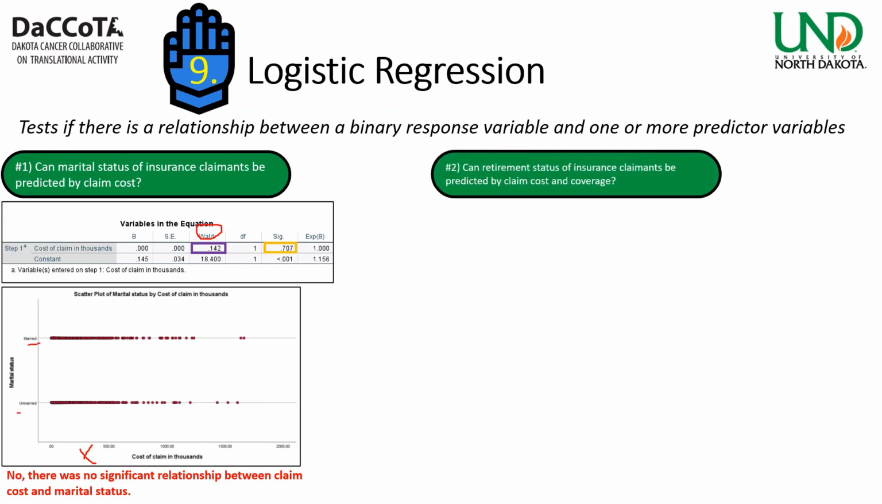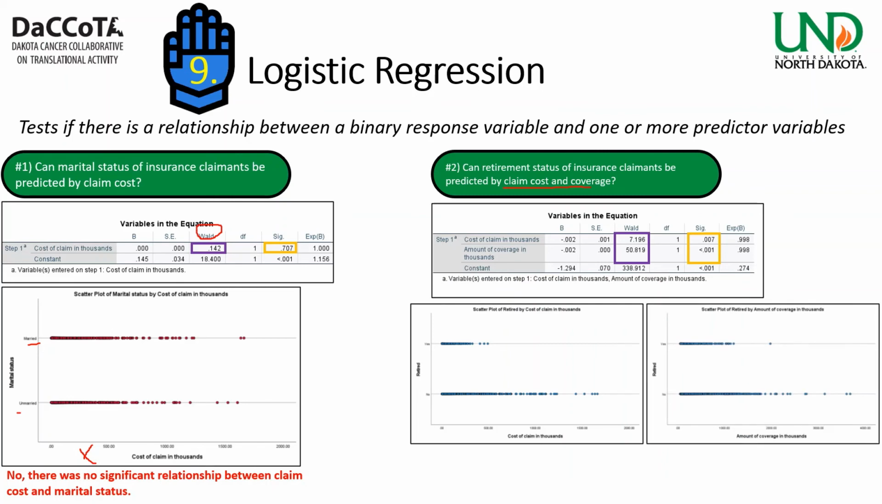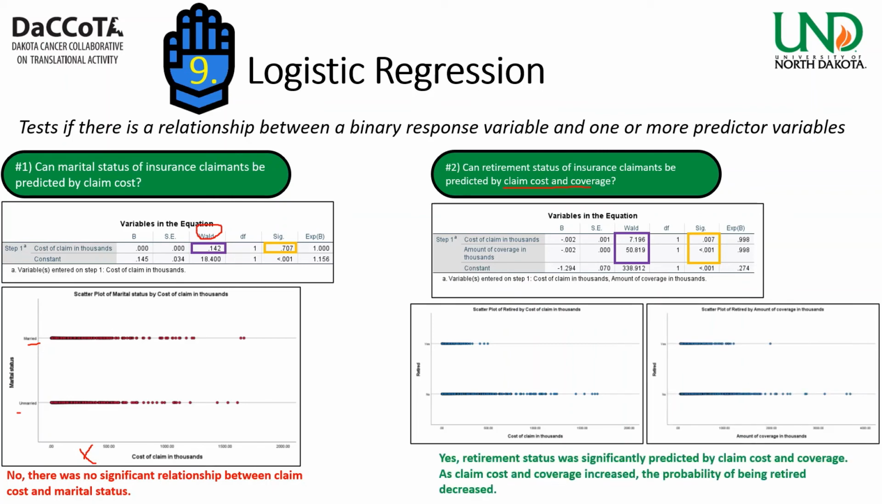What about retirement status, yes or no, for insurance claimants? And looking at two variables, claim cost and coverage. Well, we can run that just as easily. We have two Wald statistics. They are both significant, and so I'm going to plot these. Retirement status, so the yeses are up here, was significantly predicted by claim cost and coverage. As claim cost and coverage increased, the probability of being retired decreased. So if you're making high cost claims or you have a lot of coverage, you're much more likely to be not retired, so still actively working.